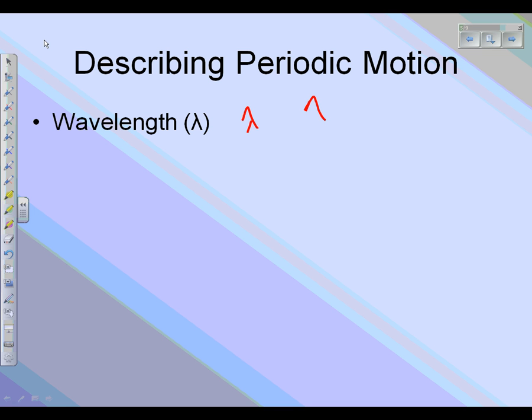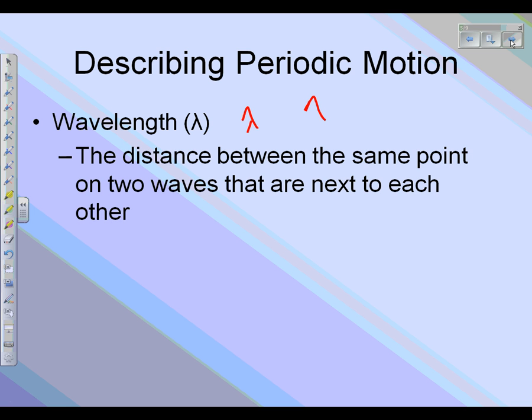And it shows up again next time. Anyway, as far as wavelength goes, like its name suggests, it is a distance. It is a distance that is between the same point on two waves that are next to each other. So if we want to know the same point on two waves that are next to each other, we could measure it a couple ways. What are some ways that we could measure it?